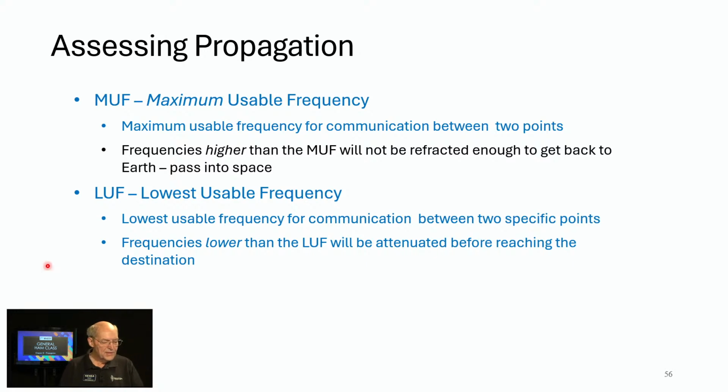LUF is a different concept, lowest usable frequency. Lowest usable frequency for communication between two specific points. Okay, we had the maximum usable frequency for communication between 2 points. Now we've got the lowest usable frequency. Two different concepts. Frequencies lower than the lowest usable frequency will be attenuated before reaching the destination. Remember the D layer and the absorption effect that it had? That's the reason for that.